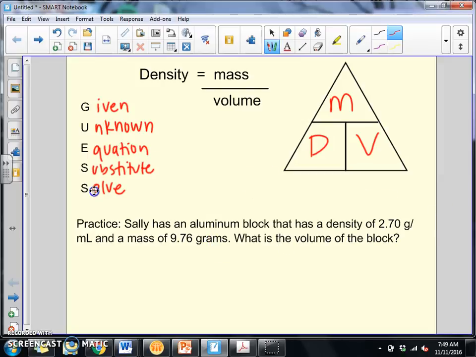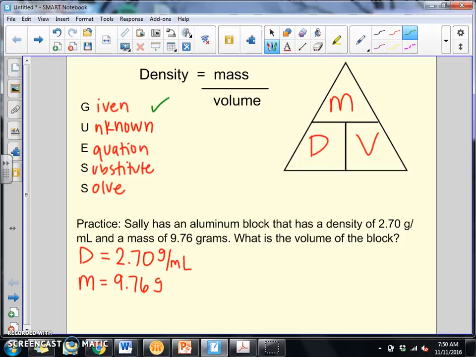Now, according to our GUESS method, the first thing I have to do is write down what is given to me in the problem. So the first thing I see that's given to me is that my density is equal to 2.70 grams per milliliter. And I also see that my mass is equal to 9.76 grams. This is the information that I know. This is what was given to me. So I can check off my given step.